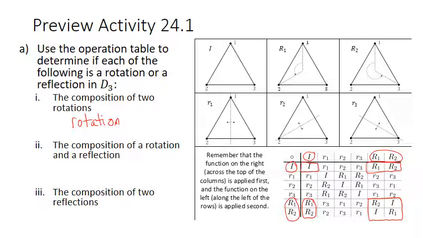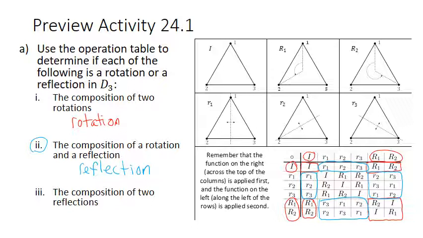So let me see if I can circle the parts of the table that are like that. So there's this one, there's this one, there's this part, and there's this part. Okay, I believe those are all the parts where one of the operations is a rotation and the other one is a reflection. So that's for part 2 there. So I think what you can see is that you're always getting reflections out of that. So whenever you compose a rotation and a reflection, you get a reflection.